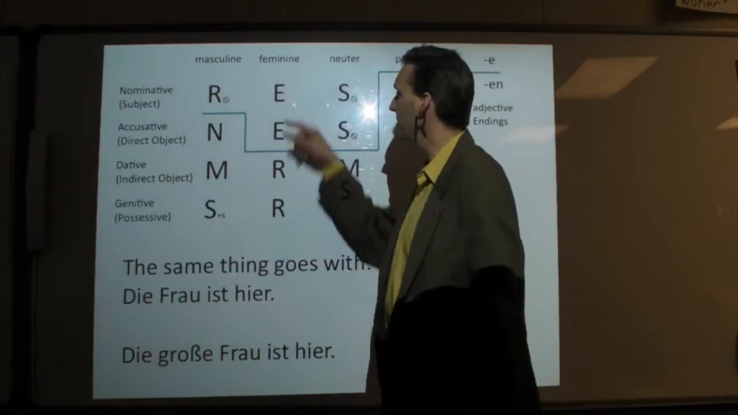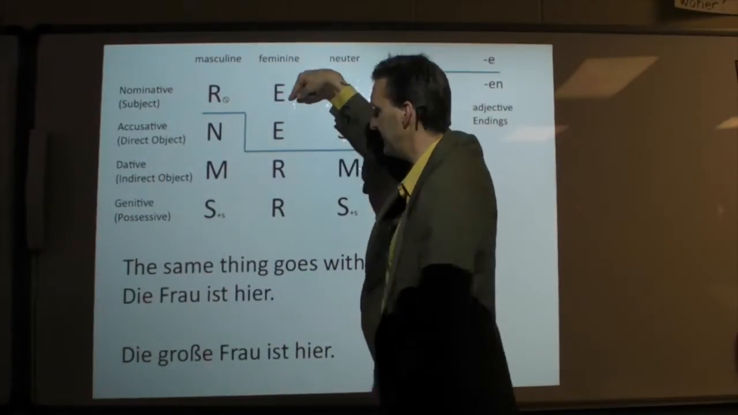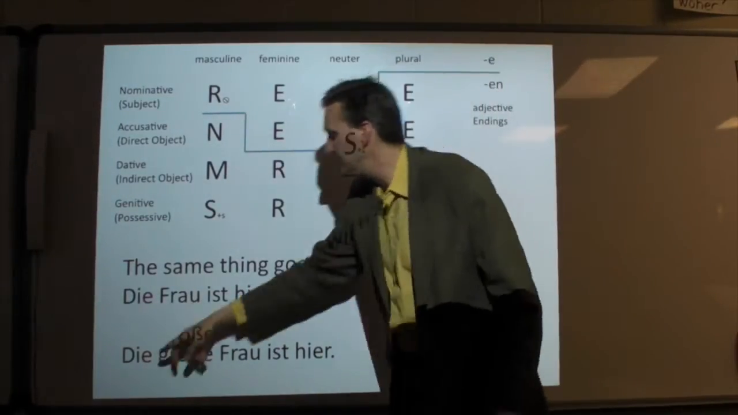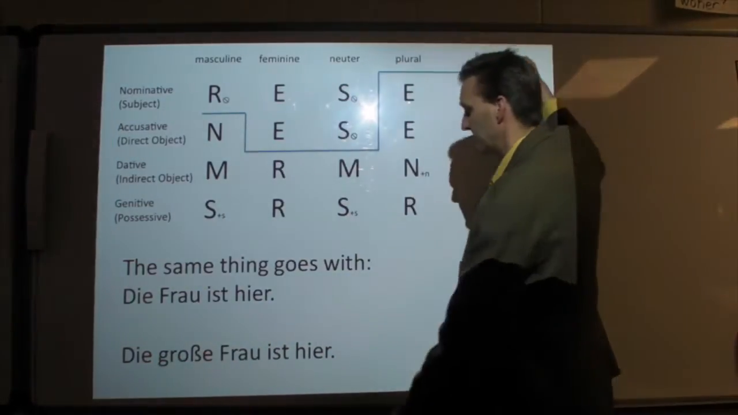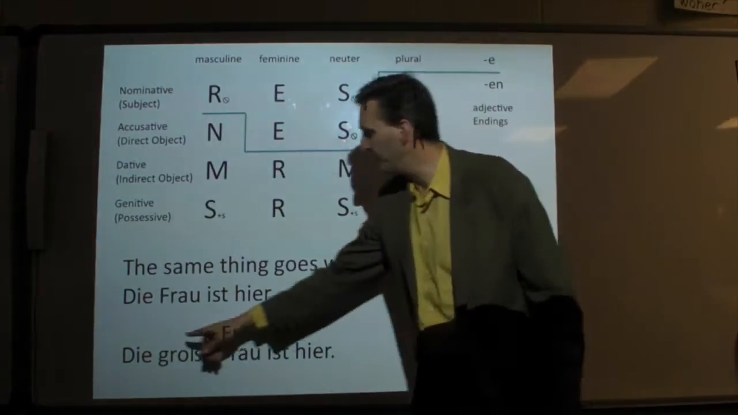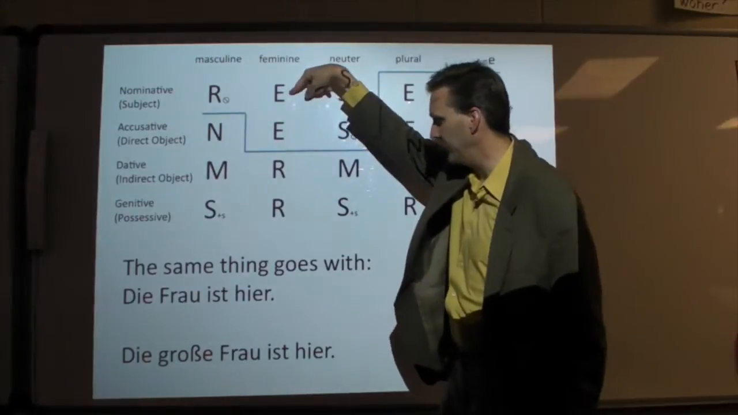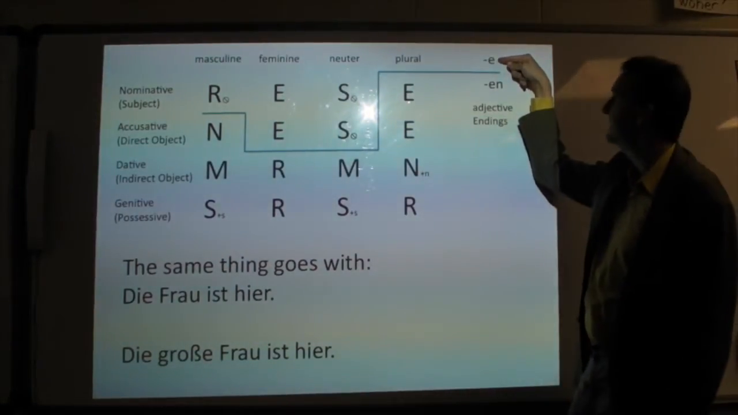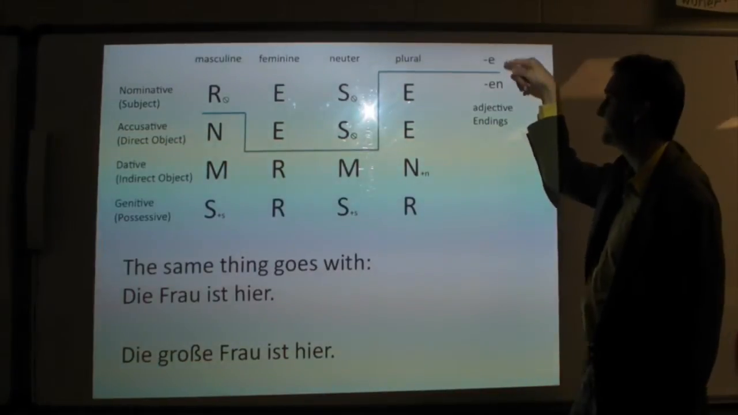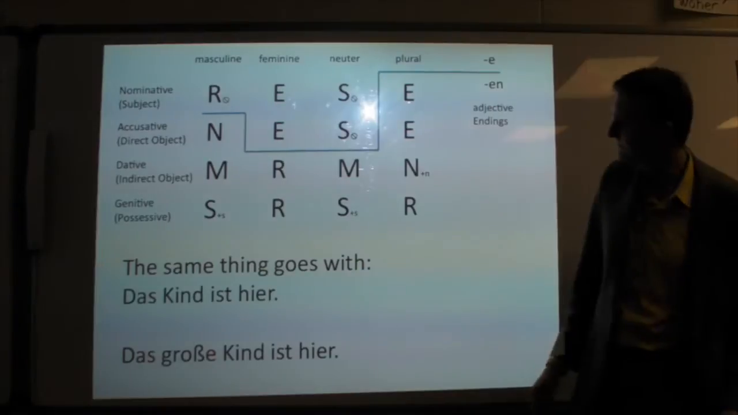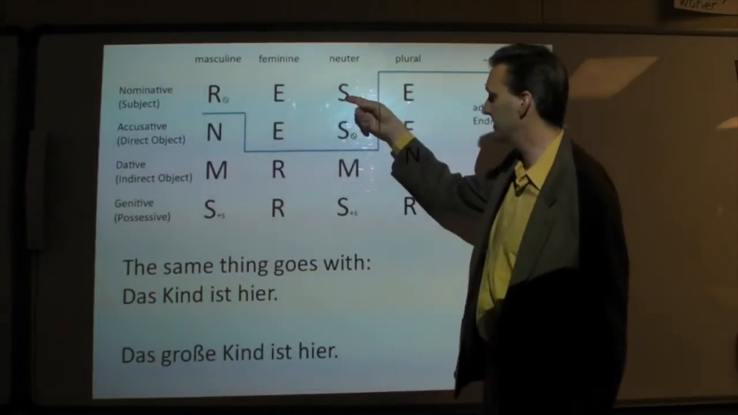Okay, same thing goes with Frau. So die Frau ist hier. I want to say the big woman's here. So die, it's above the line. So große Frau. Just making sure you got this. The first E is this E. The second E is this E for the adjective. This is how you deal with the adjectives here. This is for the articles. Okay? Very good.